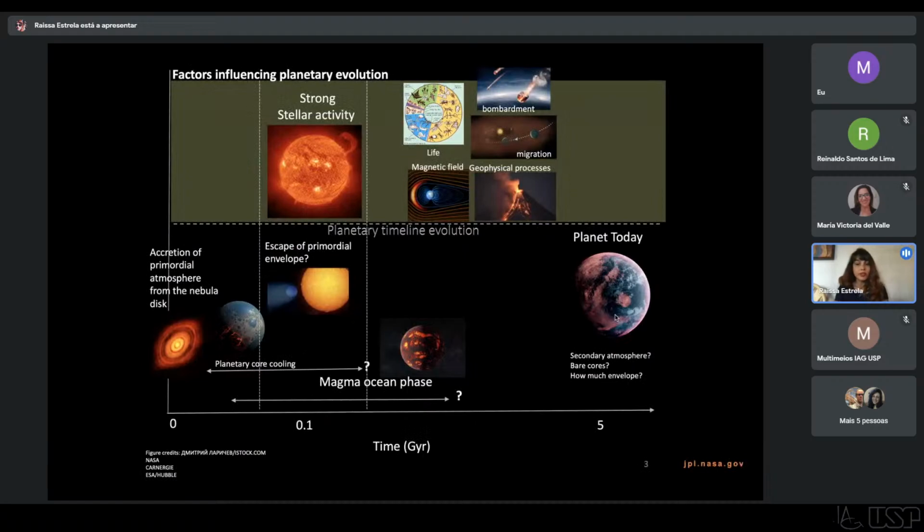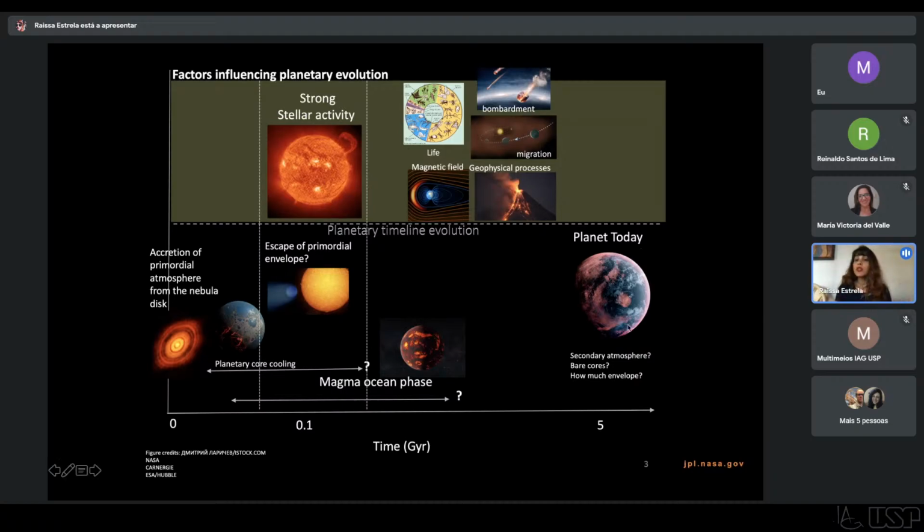We are now moving forward into the characterization of these planets, and we are trying to characterize the atmosphere of these worlds. And we want to understand about this atmosphere and answer questions about it, like, do they have secondary atmospheres? Are they bare cores? Or how much envelope do these planets have?